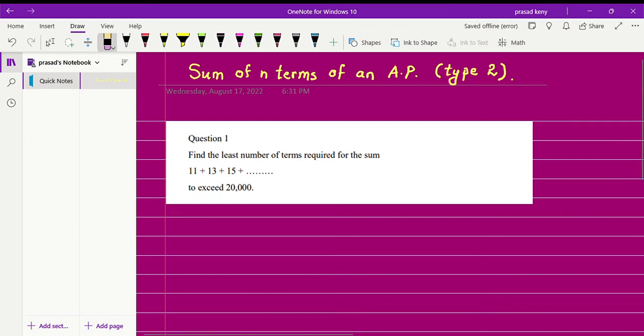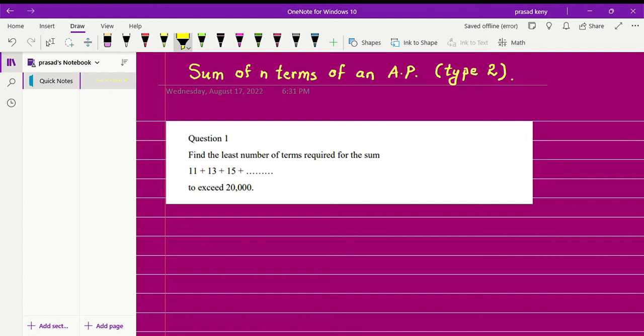Hello students, today let us discuss one more type of question on the sum of n terms of an AP. So here, let us go through this particular question first. This is a past paper type question.